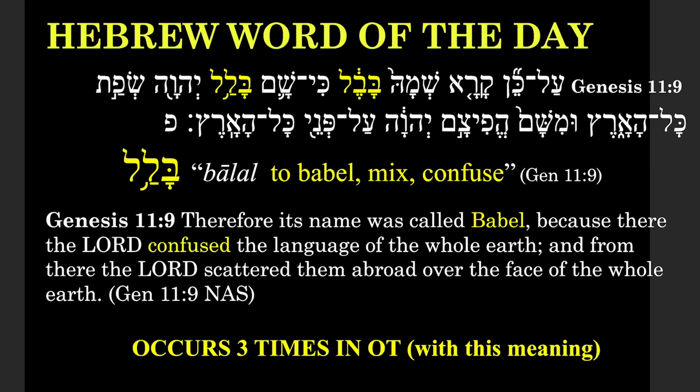So balal means to babble, to mix, to confuse. I'm not sure it's become an English word, but I think it has because of what we have here. In Genesis 11:9, "Therefore the name was called Babel, because there the Lord confused the languages of the whole earth." The first one is Babel, the second one is confused. This occurs three times in the Old Testament, and the first one is right before this passage.